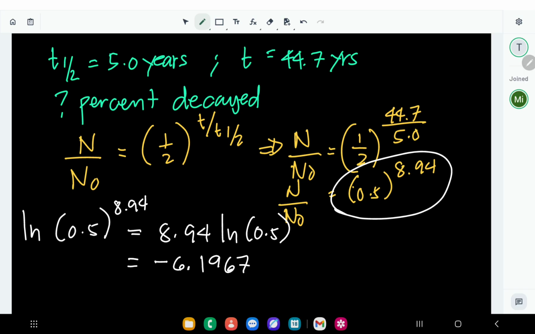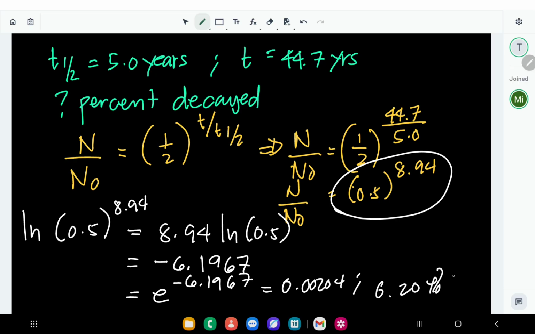Your n should be 8.94. Round your answer to 2 decimal places, but you answered 9. It should be 8.94. So how did you calculate this? Your calculation is correct. Then we raise e to the negative 6.1967. This is how I calculate this. I got 0.00204. If we multiply this by 100, that is 0.204% of the sample remains.